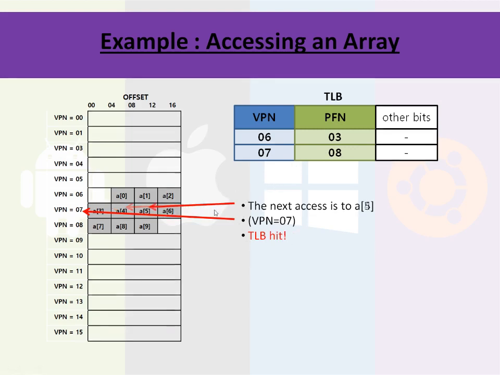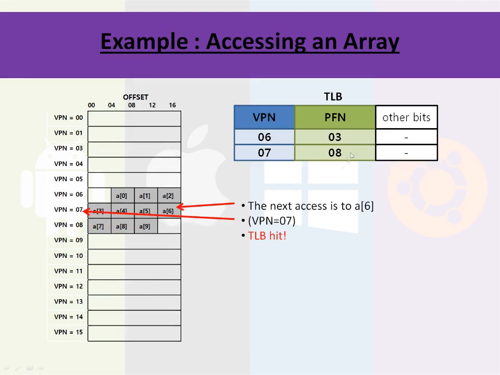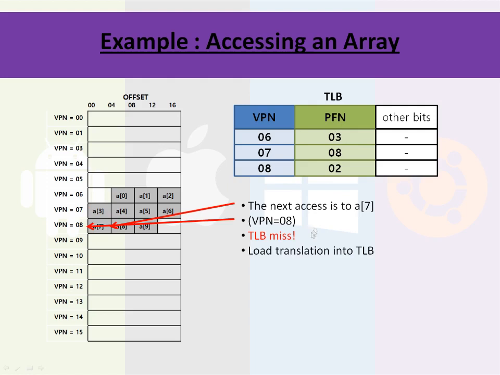Then there's a hit, then there's another hit for A5, for A6 it hits because they're still on page 7. Then A7 now we have another miss because VPN 8 wasn't in our TLB. You can see there's no VPN 8 entry here, so it results in a miss. We then load that into the TLB, and we now have a valid translation. 8 will be a hit, 9 will be a hit, and that would be our entire array.